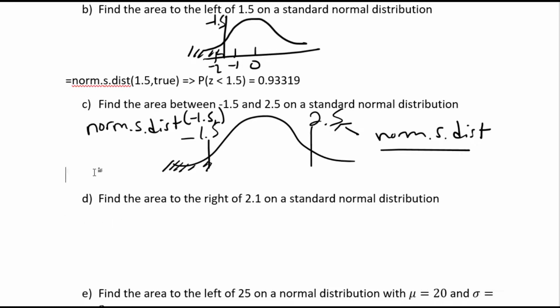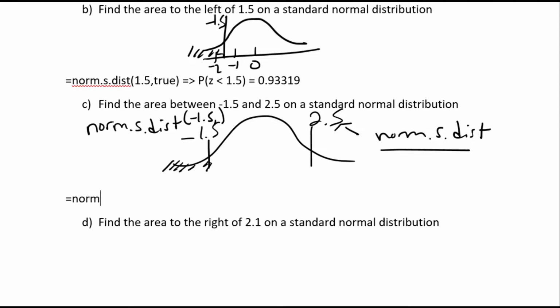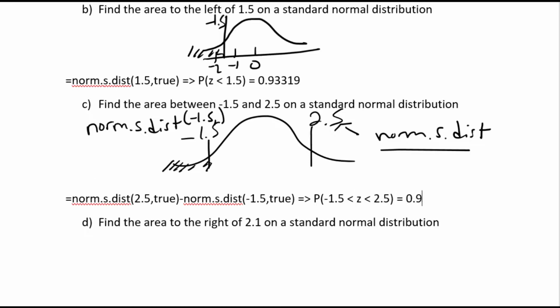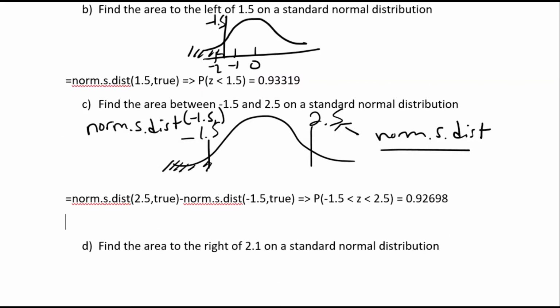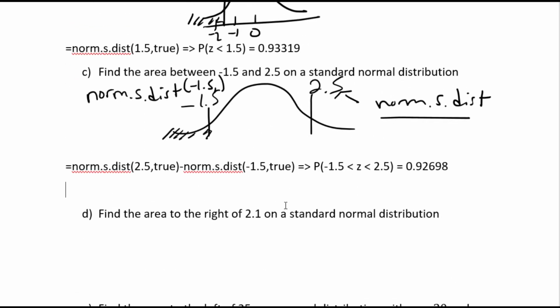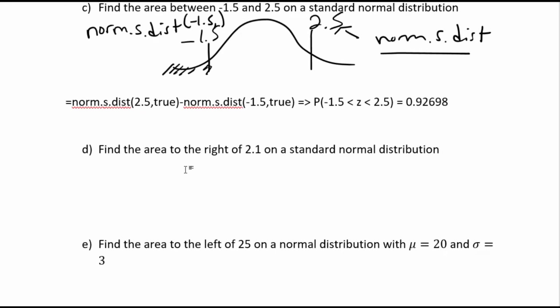Then we'll show our work here. Wrong one, we want to do it on here. So type in our work. And we got the answer. This is the probability that z is between those values, and that's 0.92698. That's an example of showing your work so that I know that you know how to do it. Now find the area to the right of z equals 2.1.